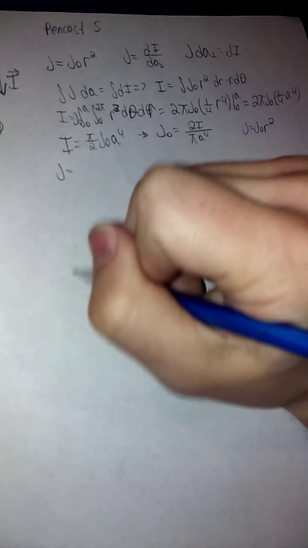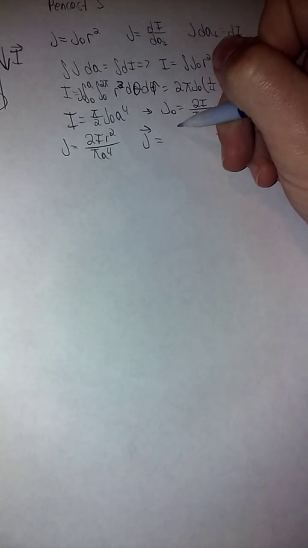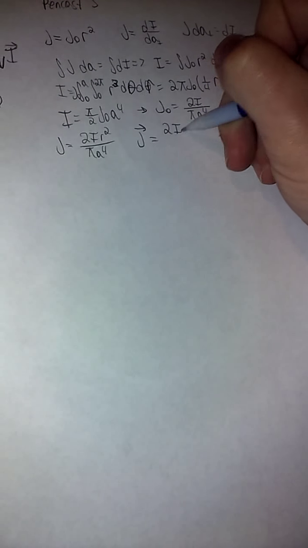And I'm going to then solve for J naught. Moving things over, we get 2I over pi a to the 4th. And then J just equals J naught r squared, so plugging that in, J gives us 2I r squared over pi a to the 4th, and in vector form, J equals 2I r squared over pi a to the 4th.